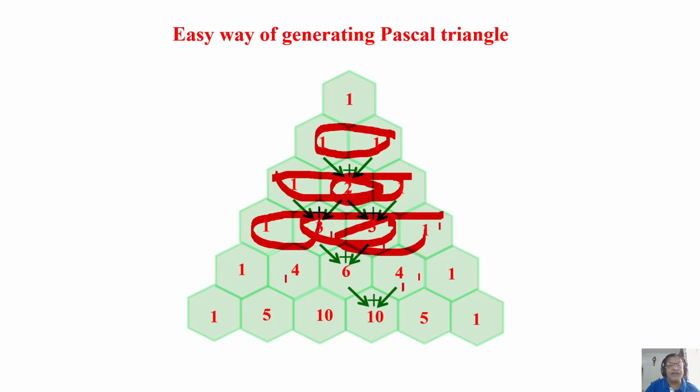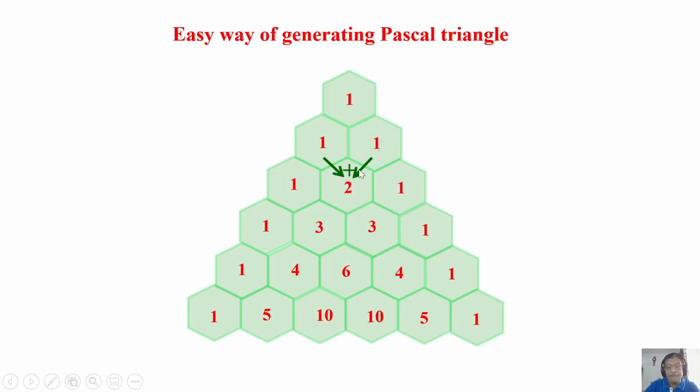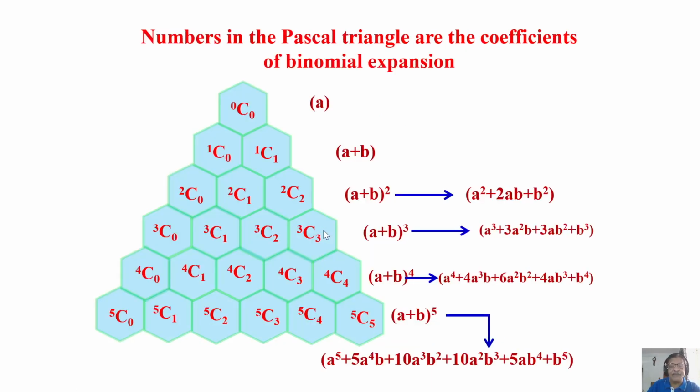The way of generating this Pascal triangle is simply, all you have to do is just add the two numbers just above it and then write the sum here. This is the way you generate Pascal's triangle. 1 plus 1 is 2, 2 plus 1 is 3, 3 plus 3 is 6, 6 plus 4 is 10, like that you can generate. In principle, that is the easiest way, a school way of doing it.